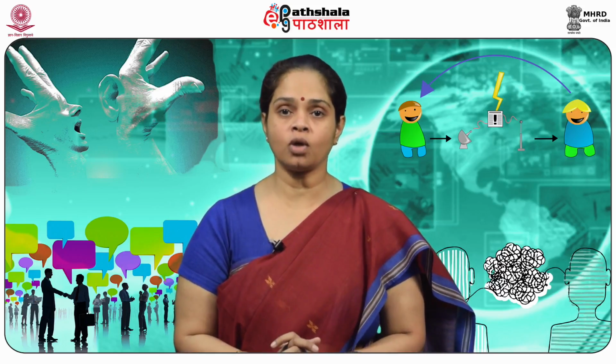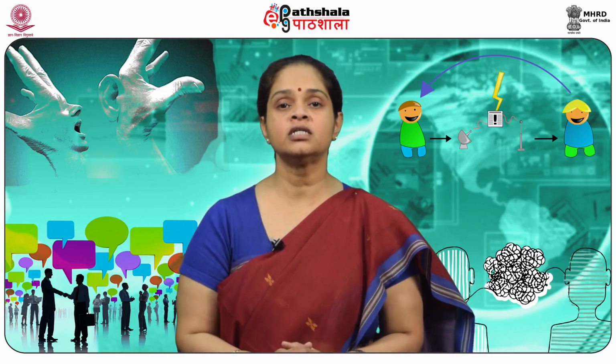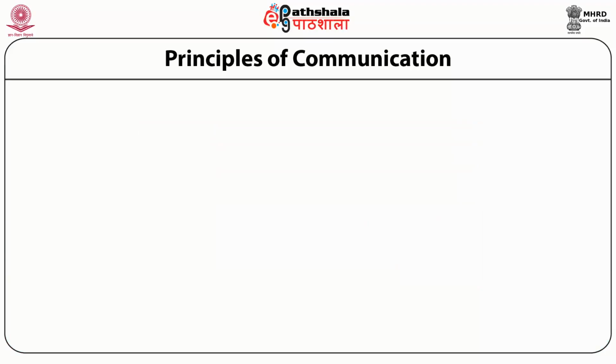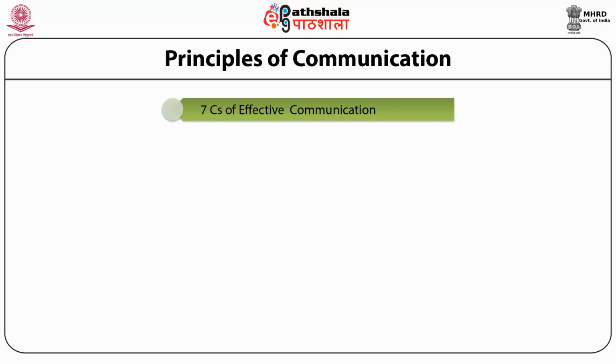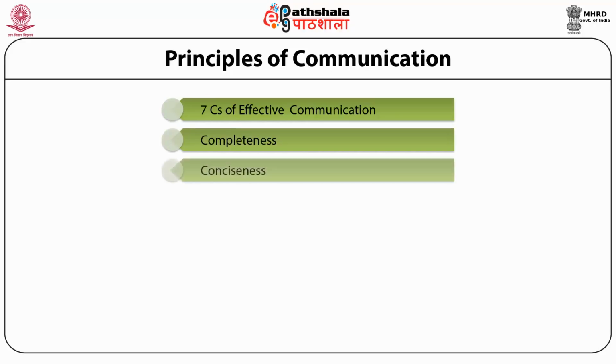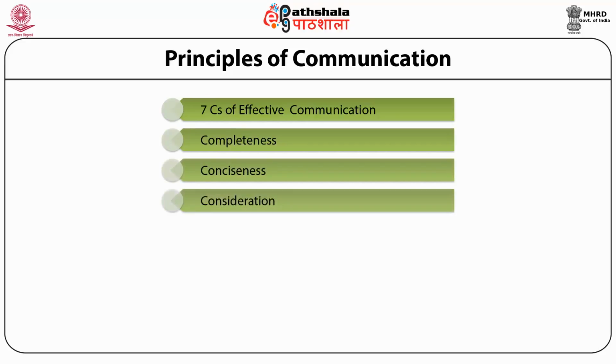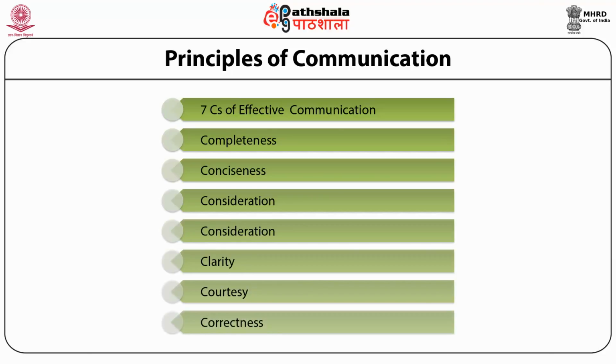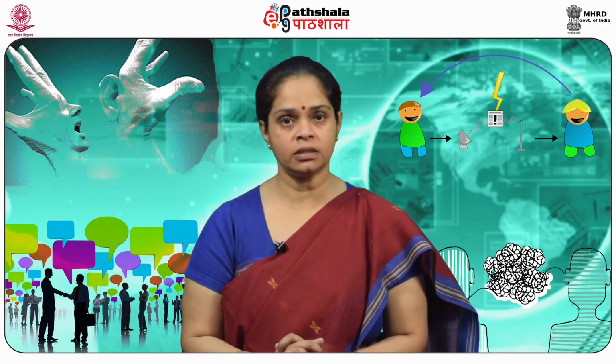All these principles are not mutually exclusive. In fact, they overlap in many of the factors influencing these principles. Now we discuss these principles in detail. The 7 principles of effective communication, or the 7 C's of effective communication as they are called, are the following. First, completeness. Second, conciseness. Third, consideration. Fourth, concreteness. Fifth, clarity. Sixth, courtesy. And last, seventh, correctness.